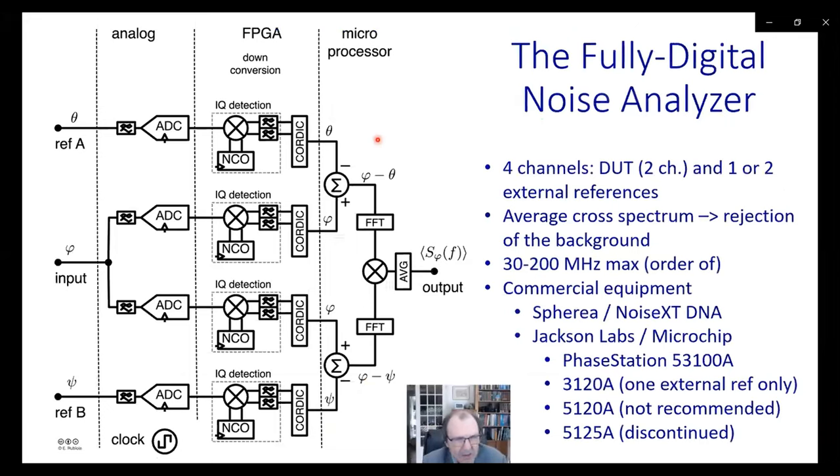This is a scheme of a full instrument. So if you want to play the trick of the cross spectrum for the rejection of the instrument noise, you need four channels. So here you have input and reference. So the reference is theta, the input is phi, and here you have phi minus theta. And the other, here you get phi, and you get psi, and at the output you have phi minus psi, and when you average, the cross spectrum converges to the spectrum of psi, rejecting everything else.